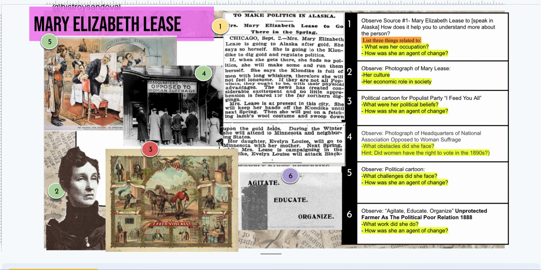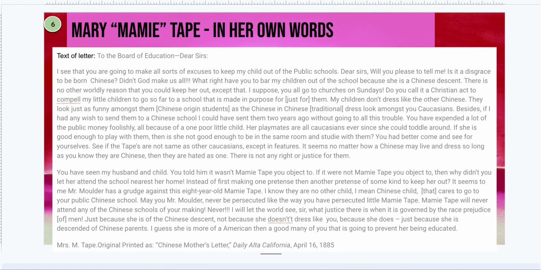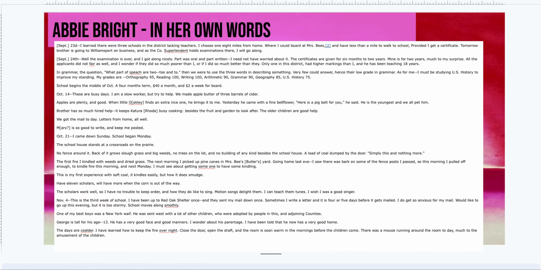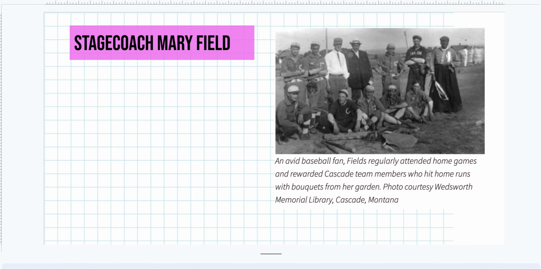They're required to look at all of the resources before they make some guesses about who their person is and about how they changed the West, or how the West changed them, and what were opportunities and what were obstacles and things like that. So a number of women are represented here, all with primary sources. So that is what this activity is.